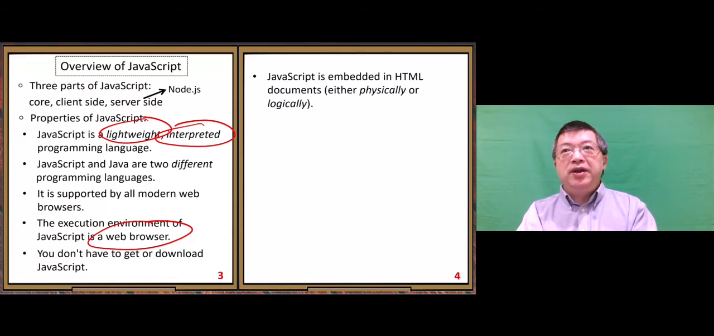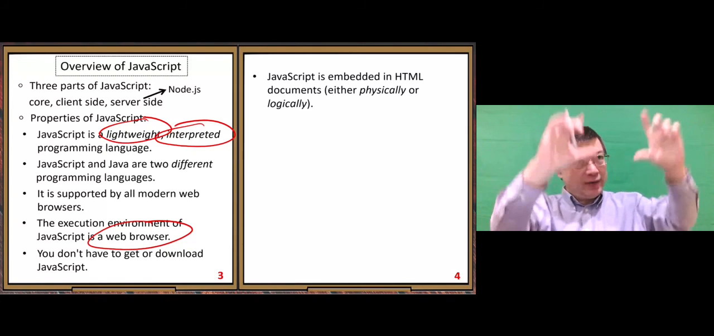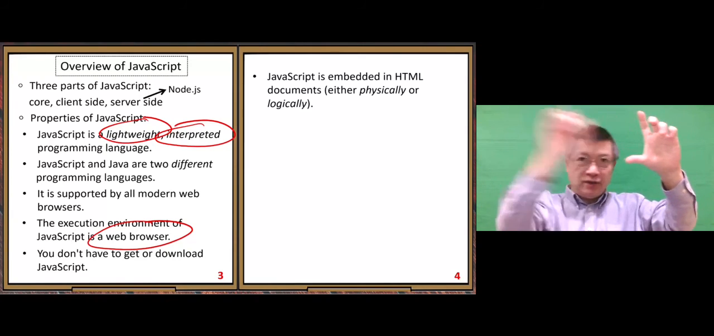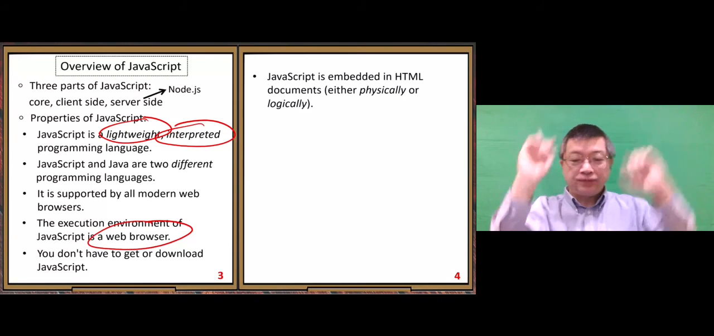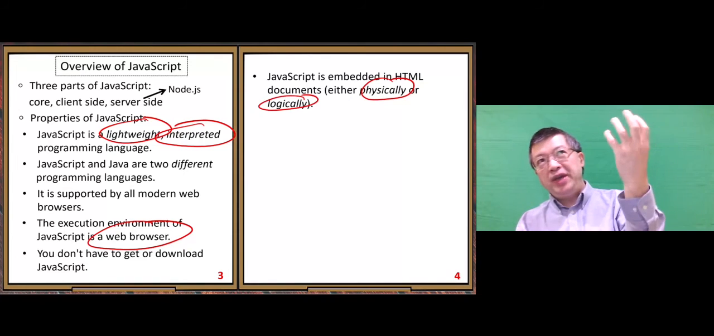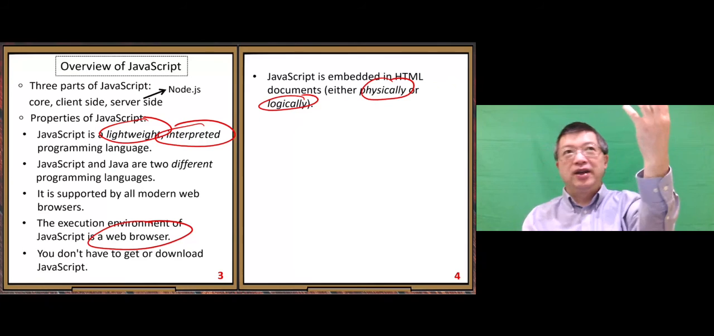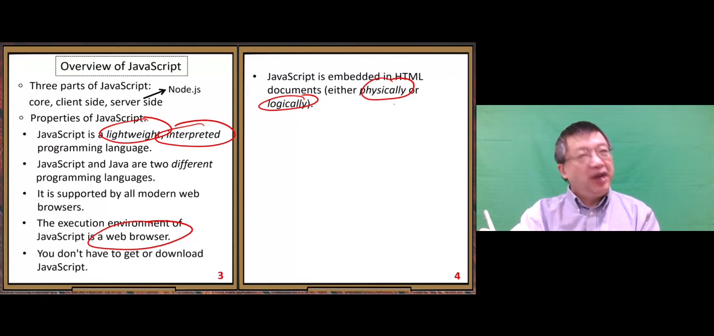JavaScript embedded in HTML documents, either physically or logically. Embed. So it's HTML code, so then we can put some special tags, right? JavaScript. Then we insert, so we can write JavaScript code. But what's physically and logically? Physically means you can see the code directly there. So we can call inline or internal. So these two cases we can call physically.